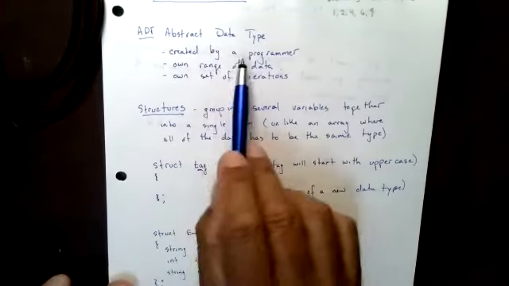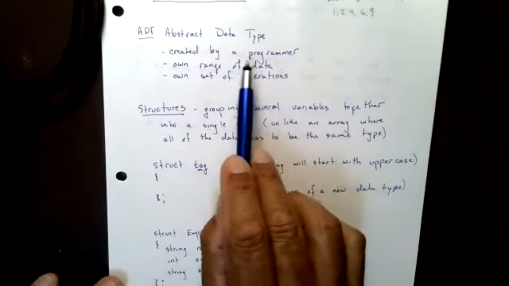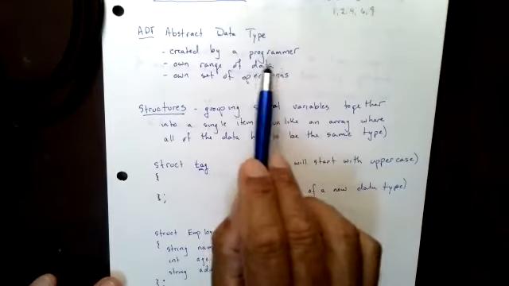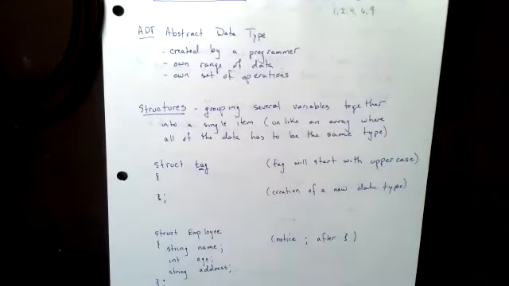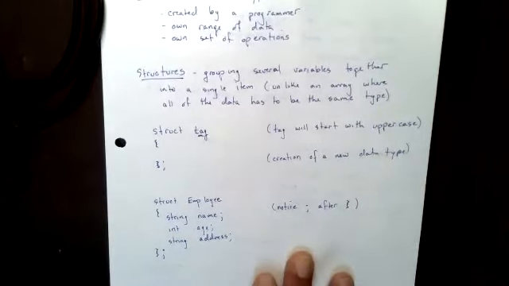Created by the programmer, its own range of data. So it's different data types, unlike an array, which was all the same data type. When we want, we could have a set of operations to go with it, like what I mentioned a moment ago about creating an object of a class. Well, the data type we're going to look at today is one called a struct.